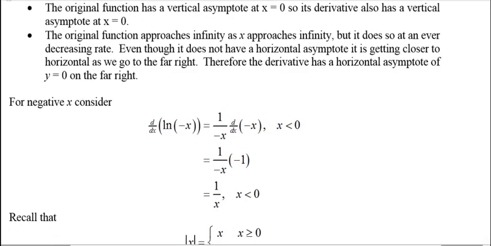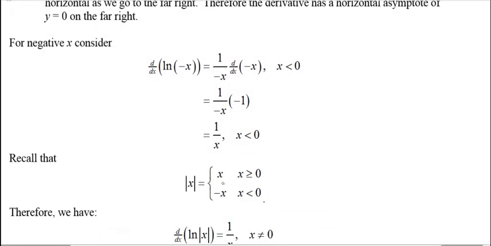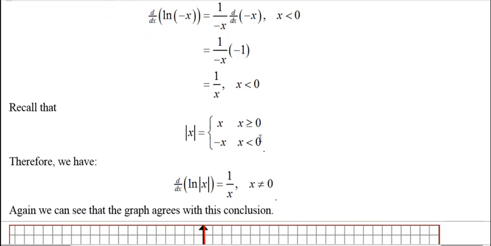Okay, now wait a minute. Let's think about this. Remember that the absolute value of x is x if x is greater than or equal to 0. It's the opposite of x if x is less than 0. So if we take the derivative of log of the absolute value of x, when x is positive, this is the derivative of log x, which is 1 over x. When x is negative, this is the derivative of ln of minus x, and that's also 1 over x.